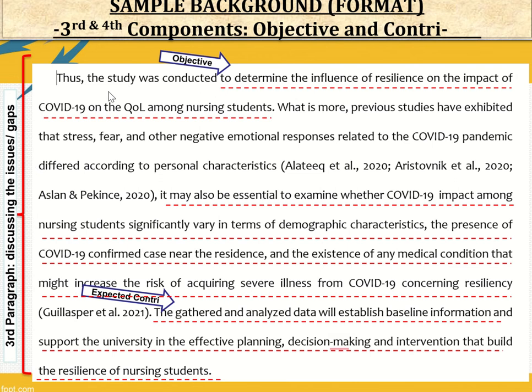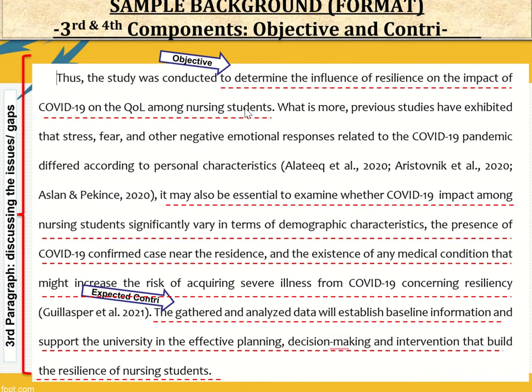So, basahin natin very shortly. Thus, the study was conducted to determine the influence of resilience on the impact of COVID-19 on the quality of life among nursing students. So, that is one objective. To determine the influence of resilience, this is the IV, on the impact of COVID-19 on the quality of life, this is the DV, among nursing students.